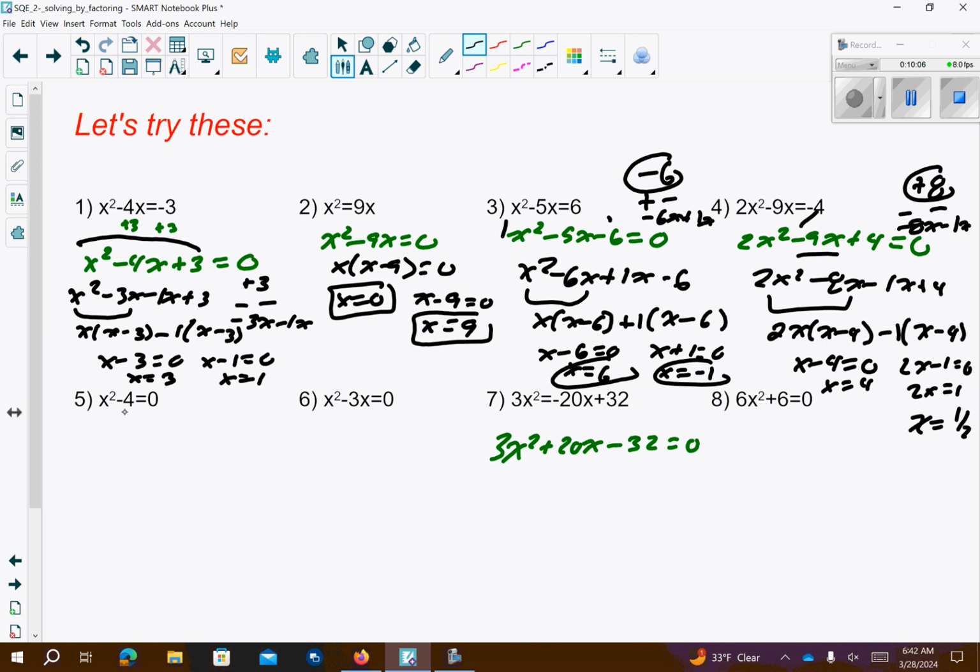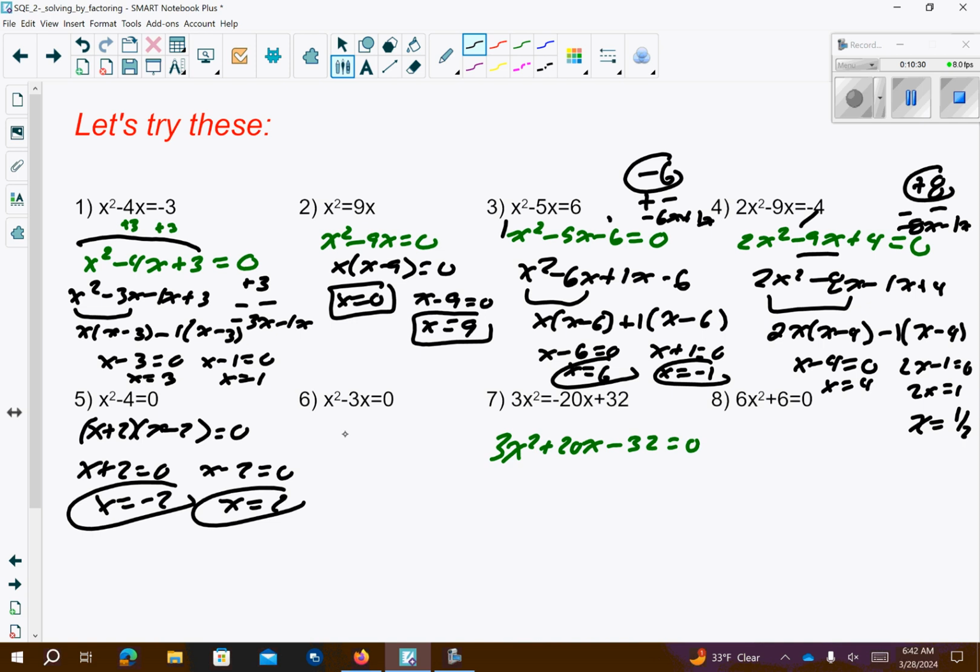This one, when you look at it, this was one of those special cases. This is the difference of two squares. So this becomes x plus 2 and x minus 2. Remember, you don't really have to factor because x times x is x squared, 2 times 2 is 4. There's a subtraction sign. Let's set these equal to 0. So subtract 2 from both sides. Add 2 to both sides. There's my answers.